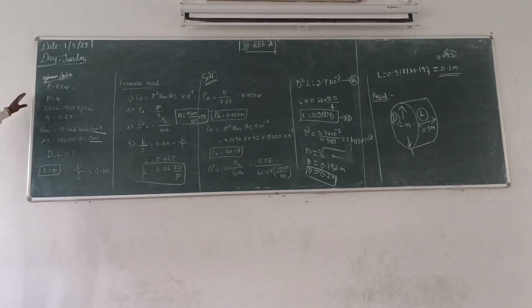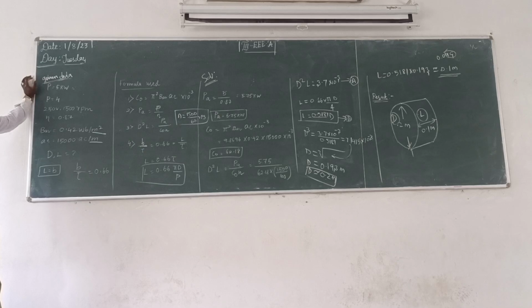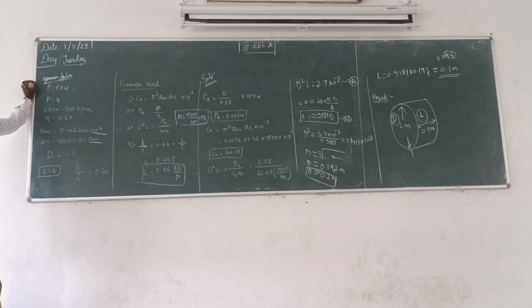Okay, today we are going to discuss the main dimension problem. Based on the output equation, we need to find out the main dimensions of the machine, right? The main dimensions mean diameter and length. It means you are going to design the machine to find the diameter and the length of the particular machine. They have given one problem.